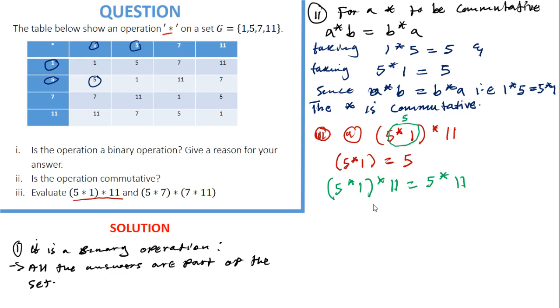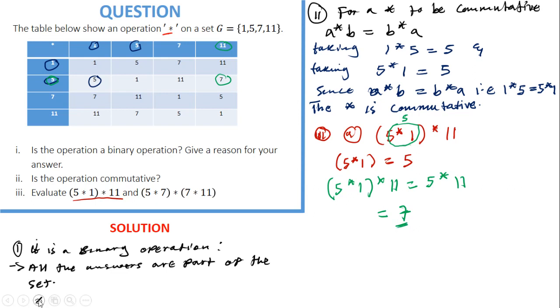Like I have already stated, this 5 star 1 will be replaced by 5, because we have found that 5 star 1 is 5. So in such a case, we'll simply say 5 star 11. You go back to the table, you say 5 star 11. So where is 11? It's simply here. So the answer is 7. So that's the final answer, which is just 7.